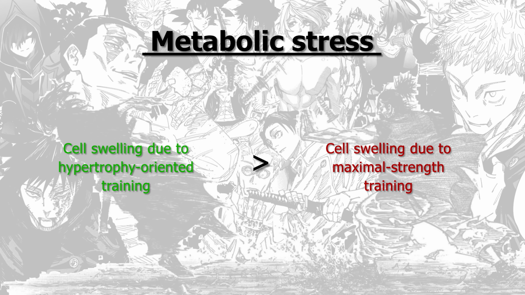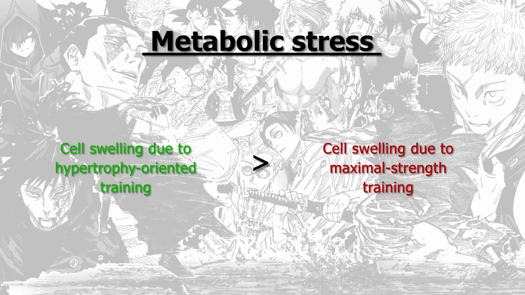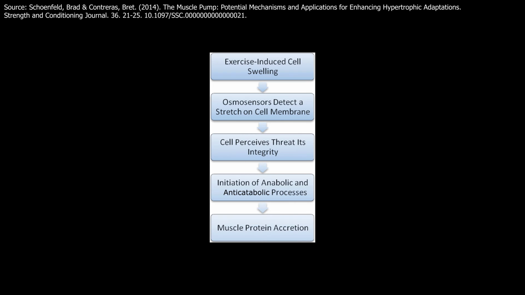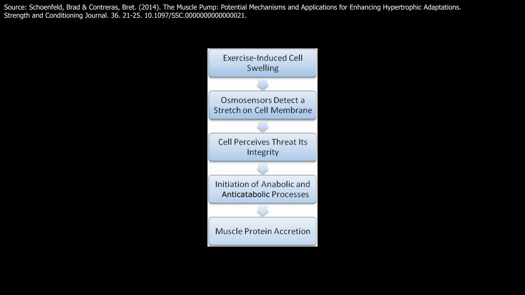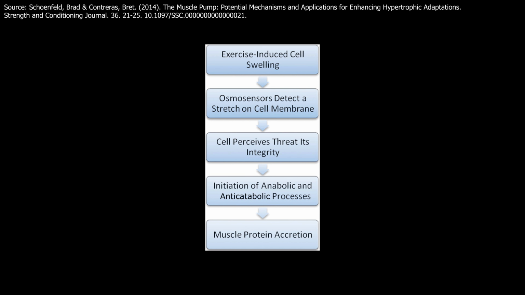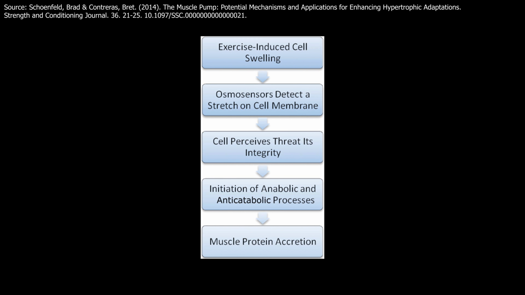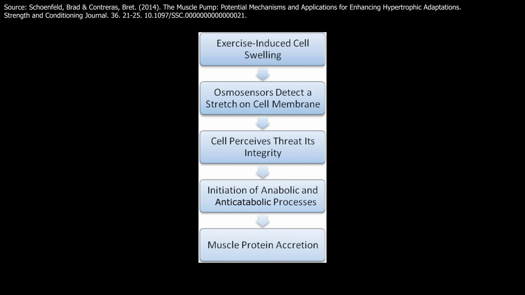The review explained that hypertrophy-oriented training caused greater cell swelling than maximal strength training, because the hypertrophy-oriented training created more metabolite accumulation. Cell swelling stretches the cell membrane, increases pressure against the cytoskeleton, and is generally interpreted as a threat to cell integrity. The result is an activation of anabolic signaling, increased protein synthesis, and reduced protein breakdown. Going to failure here is extremely important because it leads to metabolic stress, but as they stated in the study, they need more research on this.